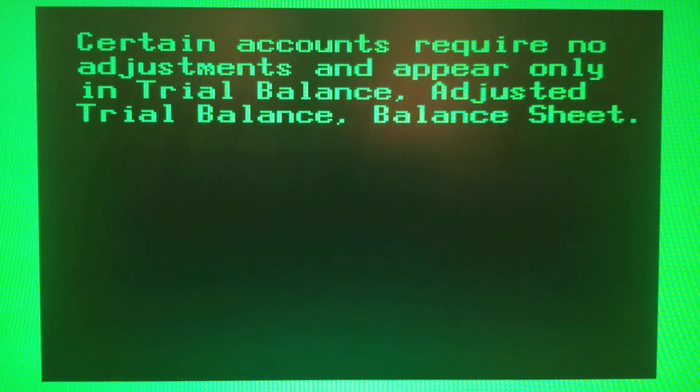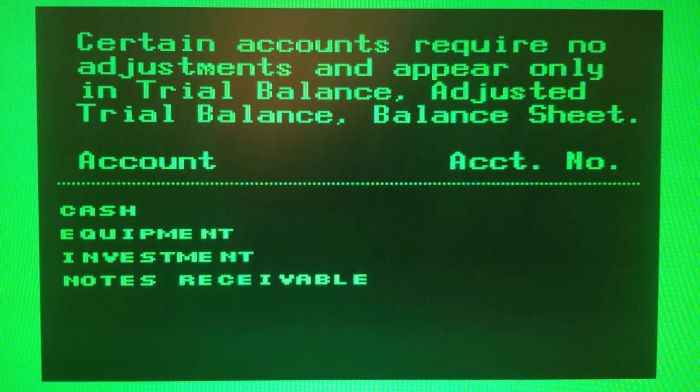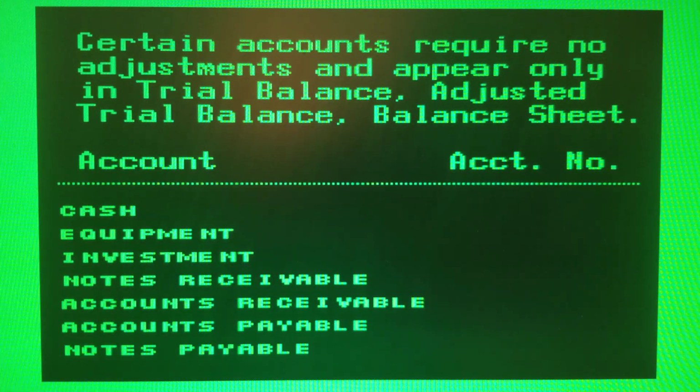Certain accounts normally require no adjustments and will appear in the trial balance, adjusted trial balance, and balance sheet columns. Typically, these are cash, including bank accounts and petty cash, equipment, investments, if any, notes and accounts receivable, and the accounts, notes, and various taxes payable.